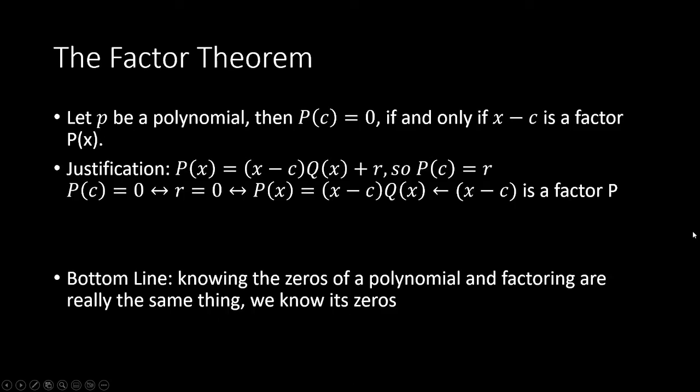The factor theorem says if p is a polynomial, then p of c is 0 if and only if x minus c is a factor of p of x. So it's saying if p is a polynomial and p of c is 0, then x minus c has to be a factor of p of x. Okay? So knowing the zeros of a polynomial and factoring out is the same thing because we know the zeros.